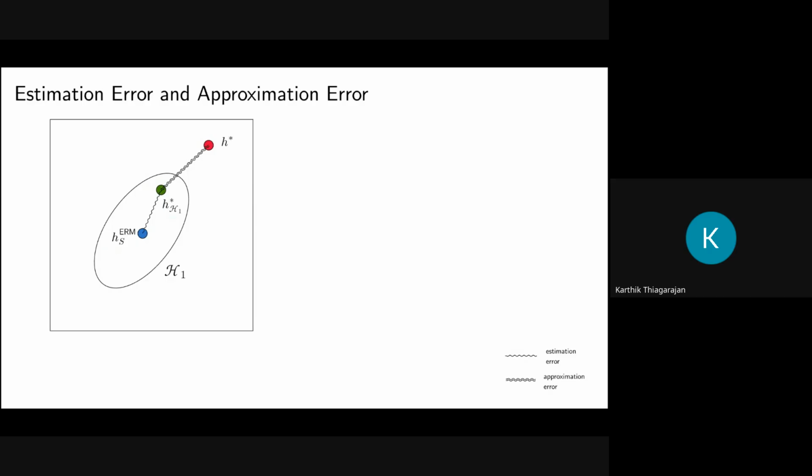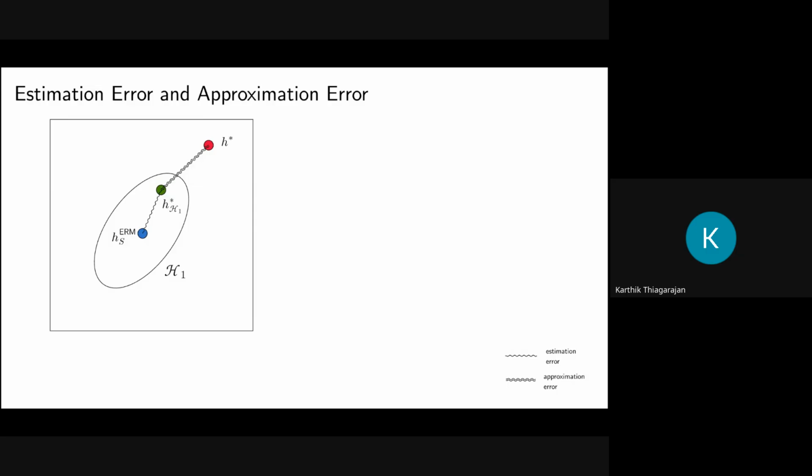Okay, this double wavy line segment, it should be clear, right? This is your best possible classifier overall, the base classifier. Therefore, this is your approximation error. So how close is my green point from my red point? This is for H1.